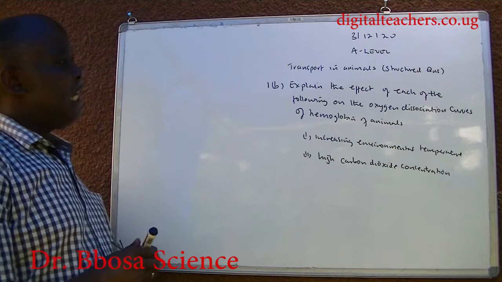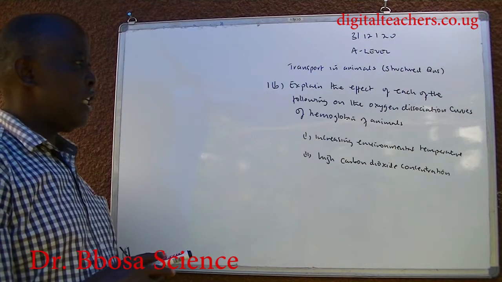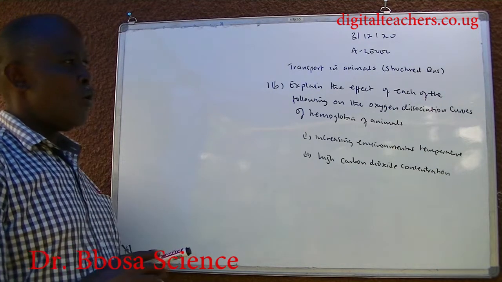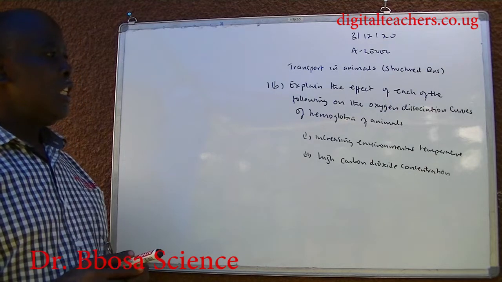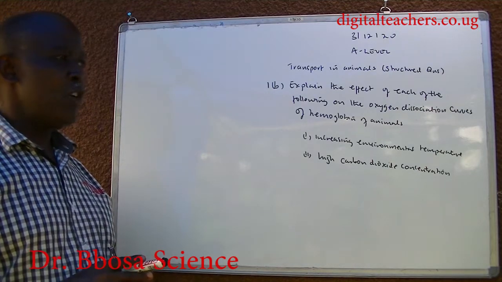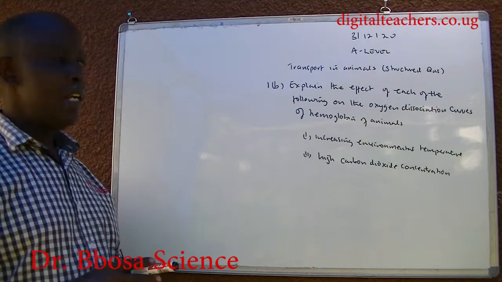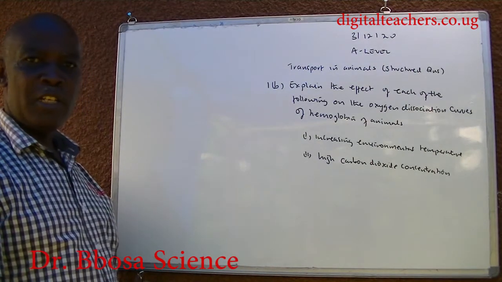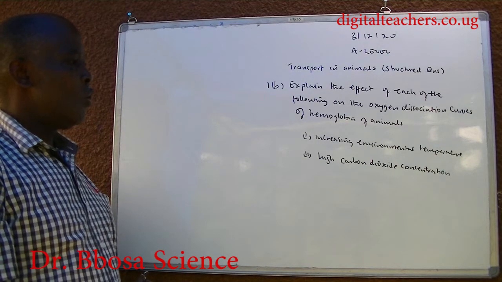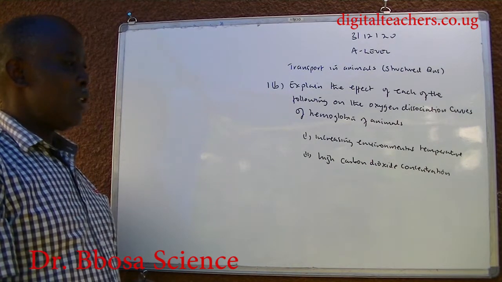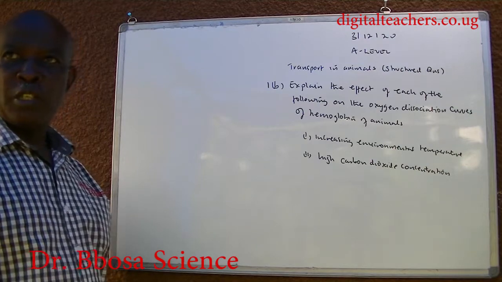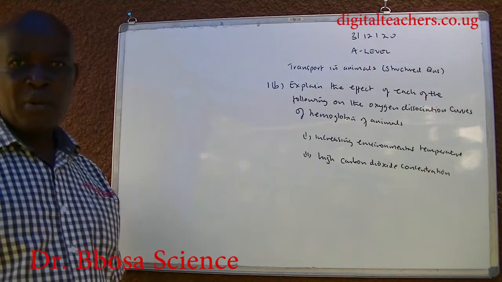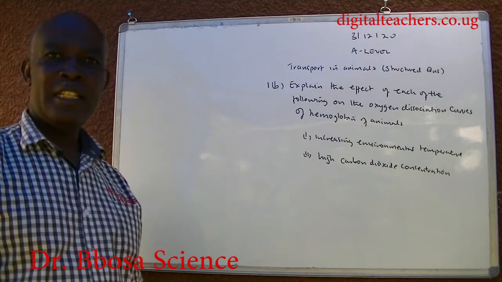1B, explain the effect of each of the following on oxygen dissociation curves of hemoglobin of animals. 1. Increasing environmental temperature. 2. High carbon dioxide concentration. You can pause and answer.